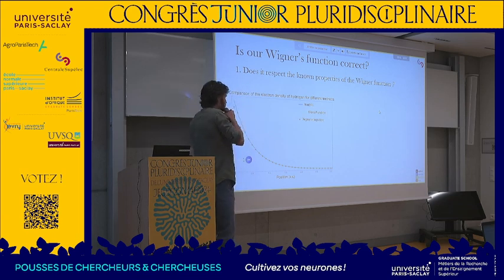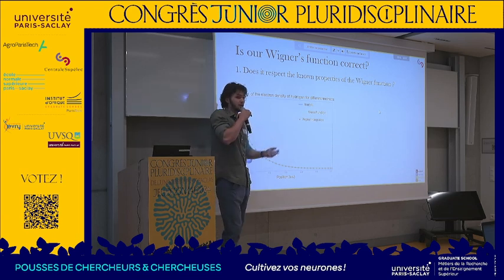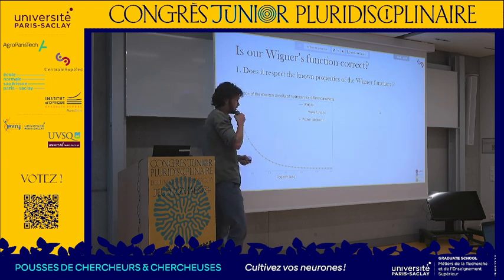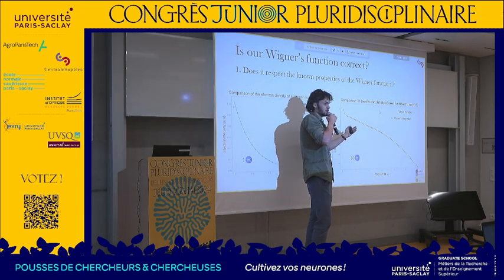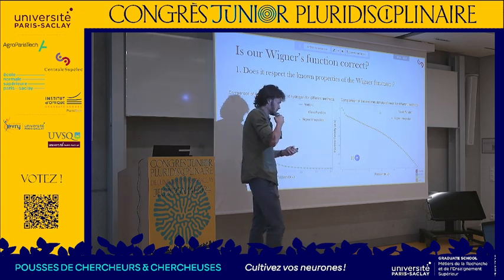In blue and green, we have the exact solution. And in orange, we have the solution found by integrating our Wigner function over all the velocities. And as we can see, the curves are fitting very well. Here's the same example for another atom, which is the neon atom, a bigger atom. And as we can see, it's working pretty well too.